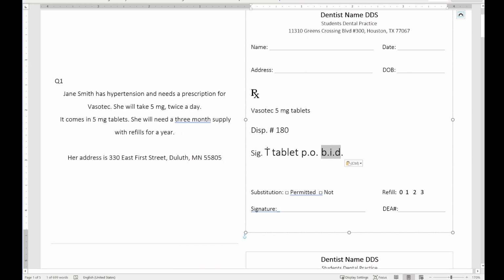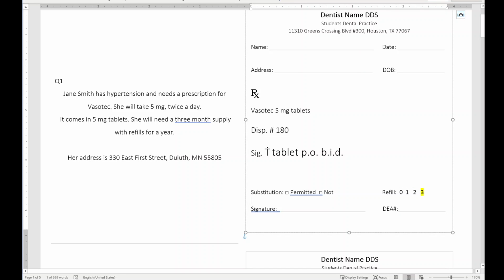And then we needed a refill for a year. We gave them the 3 months in advance. Now they have 3 months. A year is 12 months, so they have 9 more months left, right? So they need three refills.